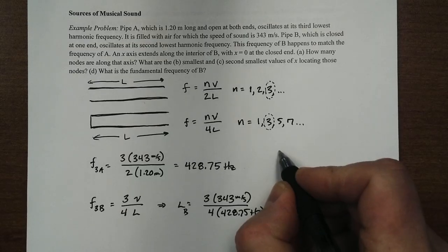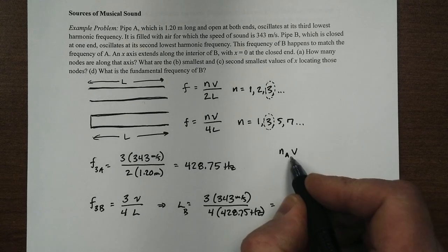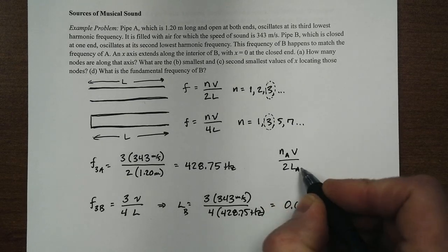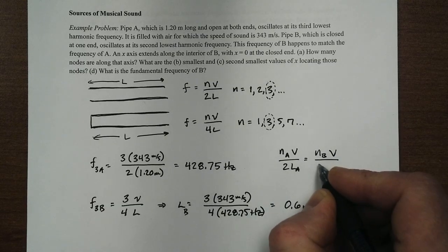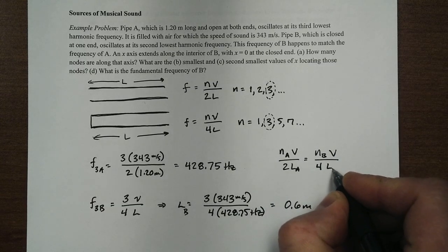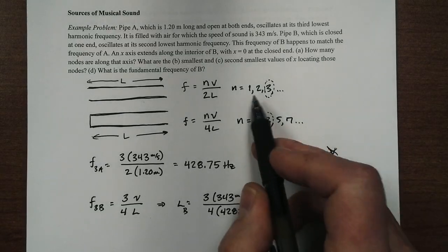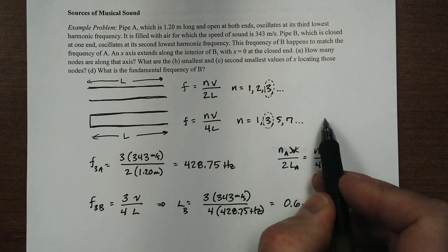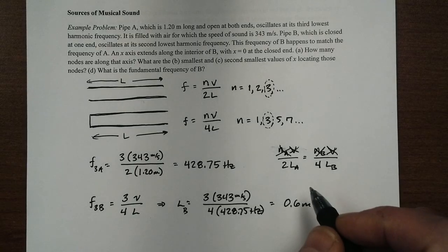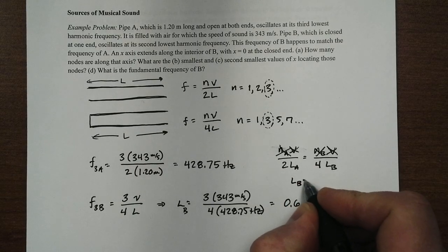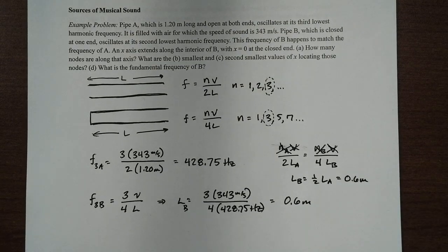There's a quicker way you can do it, though. If you set both of those things equal to each other, in other words, if you say that whatever the counting integer is in pipe A times the speed over 2 times the length of pipe A equals whatever the counting integer is in pipe B times the speed over 4 times the length of pipe B. Well, the speeds of sound are the same. And because of the counting rules here, this is all integers, this is only odd integers, nA and nB are actually equal to each other. And so you really just end up with the expression that the length of pipe B is 1/2 the length of pipe A, which is 0.6 meters.